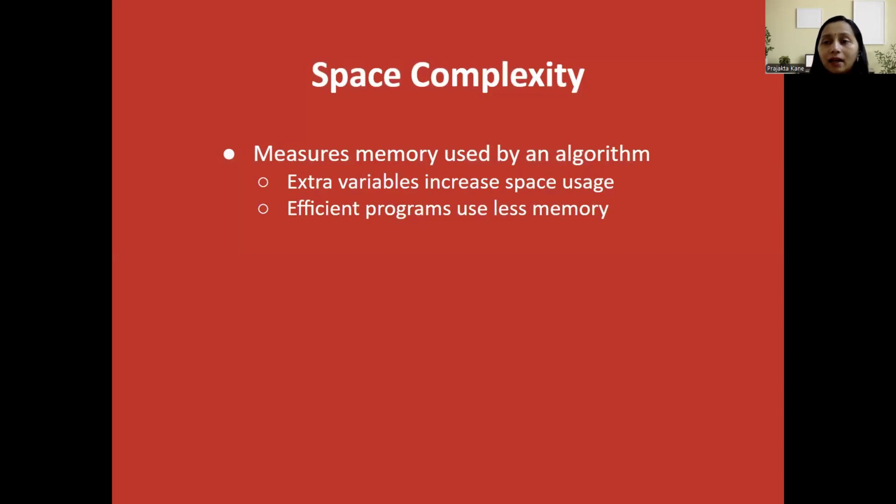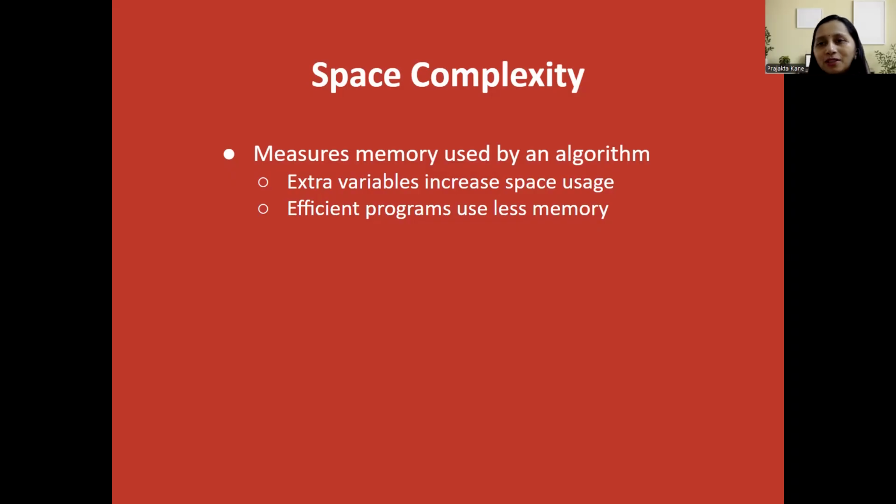Moving on to the second and important resource, which is space. That also has to be determined with the help of a concept called space complexity. It measures the memory used by an algorithm, that is, how much space it will occupy while running or during its execution. So how can we determine the space? Extra variables increase space usage. Whatever extra variables there are other than your input values will show the space usage.